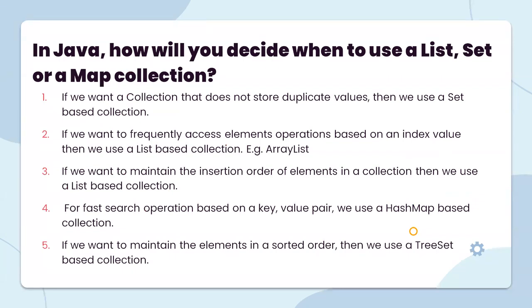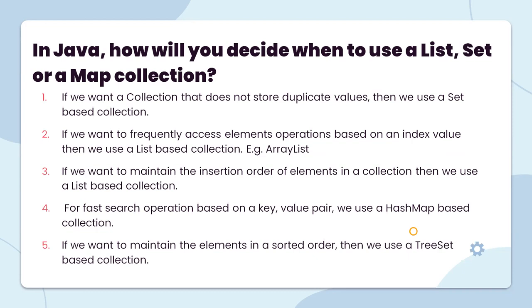Point number two, if you want to frequently access elements based on the index value, then we use a list-based collection, that is ArrayList. If you want frequent index-based value access, we use the list. List is the interface and the implementation class is ArrayList. It depends on your requirement. If you want to maintain the insertion order of elements in the collection, then we use a list-based class. For fast search operations based on a key-value pair, we use a HashMap-based collection. If you want to store key-value pairs, then use a map, HashMap.